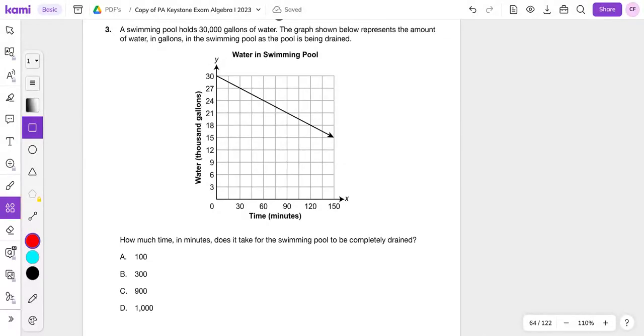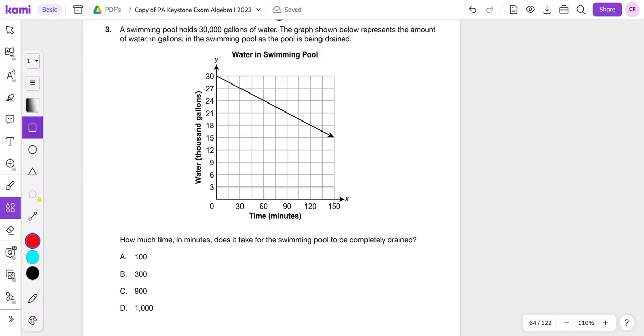A swimming pool holds 30,000 gallons of water. The graph shown below represents the amount of water in gallons in the swimming pool as the pool is being drained. How much time in minutes does it take for the swimming pool to be completely drained? So if the pool is being drained, it means that the water is coming out and we're going to have less and less water in the pool.